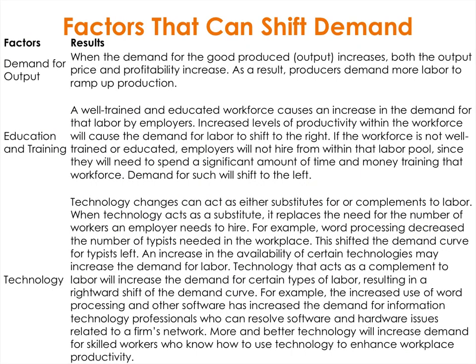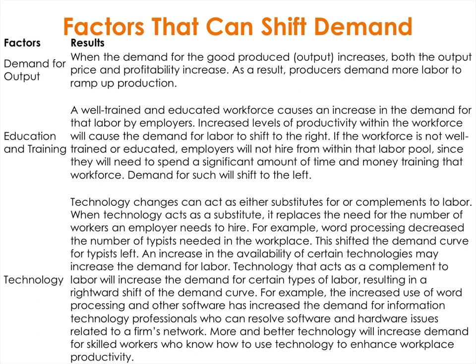Here's a list of things that can shift the demand curve, that can increase or decrease the demand for workers. The first three are on this page, and I lifted them straight from the OpenStax free online textbook, and there's three more on the next page. So you'll notice the first, the derived demand idea. Demand for output really generates the demand for workers.